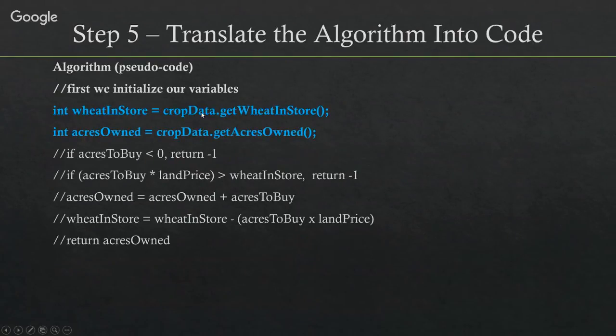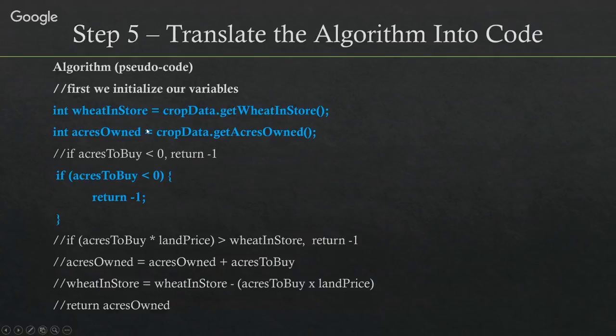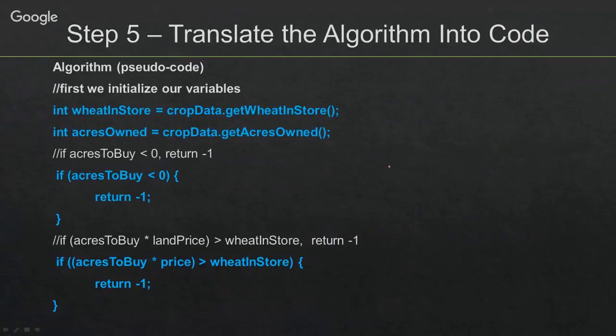And that's the interesting thing. So we initialize, this is an integer, this value, and we're pulling in an instance of crop data, and we're calling that method get wheat in store. That's where we read it in. So that allows us to take whatever that value is and assign it to that variable. So, yep. Perfect.